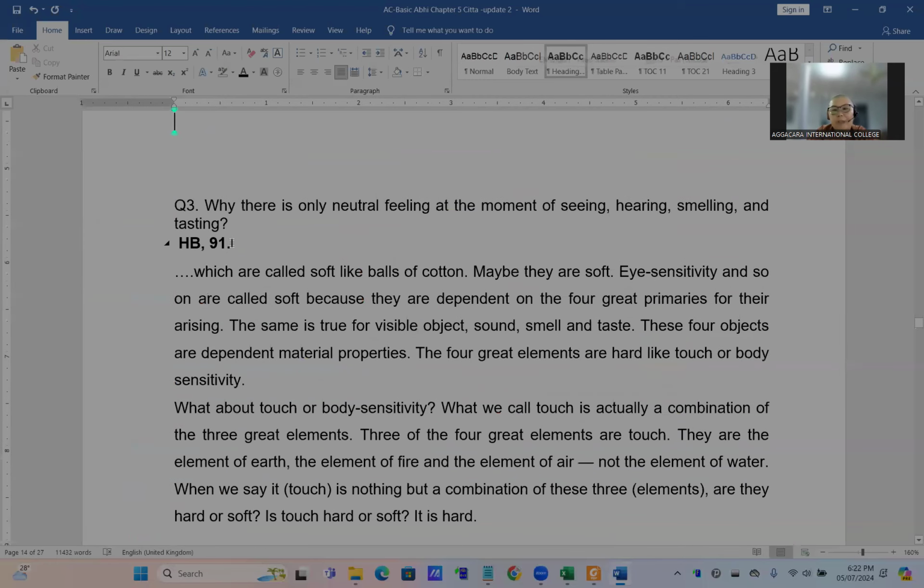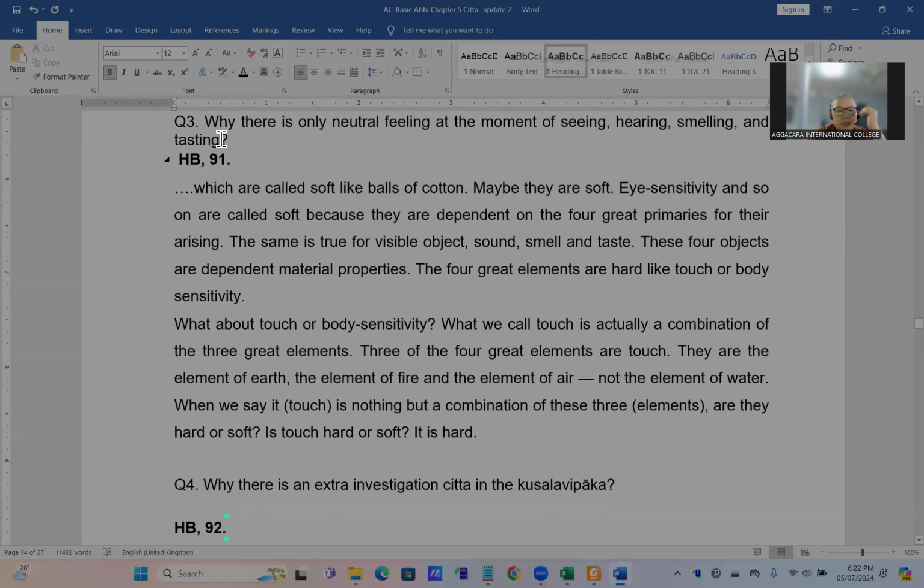In the Handbook of Abhidhamma, page 91, you can see the eye sensitivity and so on are called soft because they are dependent; they depend on the four great primaries for their arising. So with visual object, sound, smell, taste, we are talking about only four pasada: eye, ear, nose, tongue, and also sight, sound, smell, and taste. Touch and body sensitivity are a combination of three great elements, so that's why it's hard here. You can refer to page 91 for more.